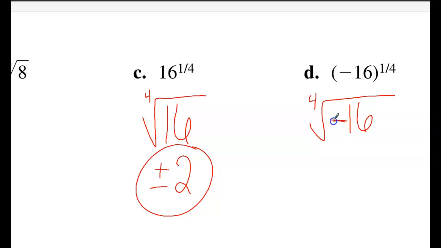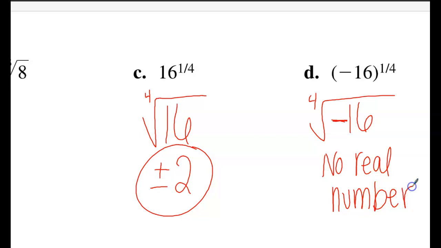Okay, so we said that there's no number that I can take times itself 4 times and get a negative, right? Because if I have 4 negatives, my answer is positive. If I have 4 positives, my answer is positive. So the answer is not no solution. It is no real number. What's the symbol for that? There is none. You have to write no real number.